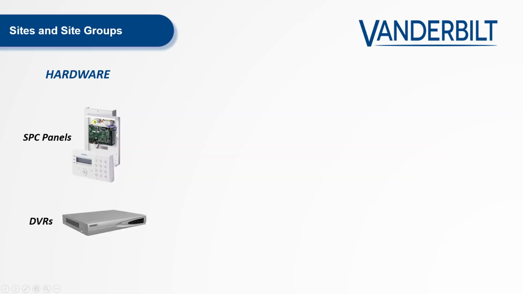Currently, SPC Connect supports two different types of hardware: SPC alarm systems, or SPC panels, and Vanderbilt DVRs. In the future, however, SPC Connect might support many different types of hardware, from other types of alarm systems and DVRs to access control, door controllers or building automation hardware.